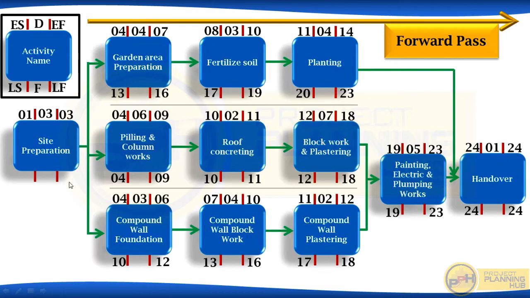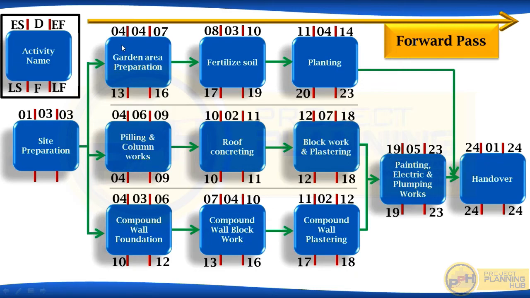If we are finishing site preparation on 3rd, we can start piling column works on 4th, we can start garden area preparation on 13th and compound wall foundation on 10th. For calculating the late dates with multiple activity linking, we always take the early date. For early date calculation, we always take the latest date. For example, here 18 and 12. Out of this, we select 18 for calculating this 19.